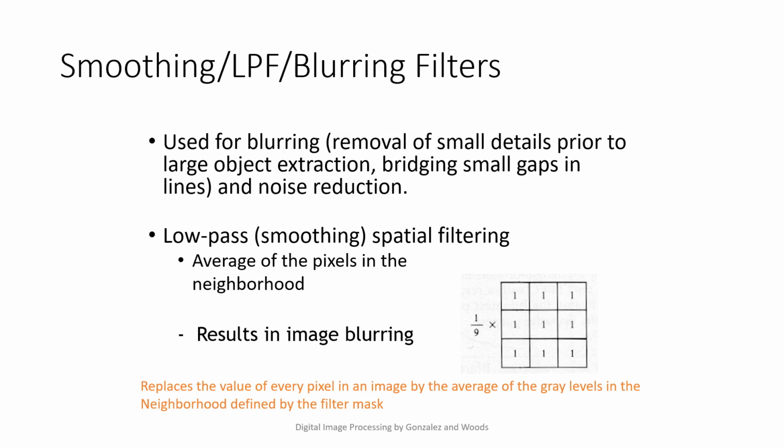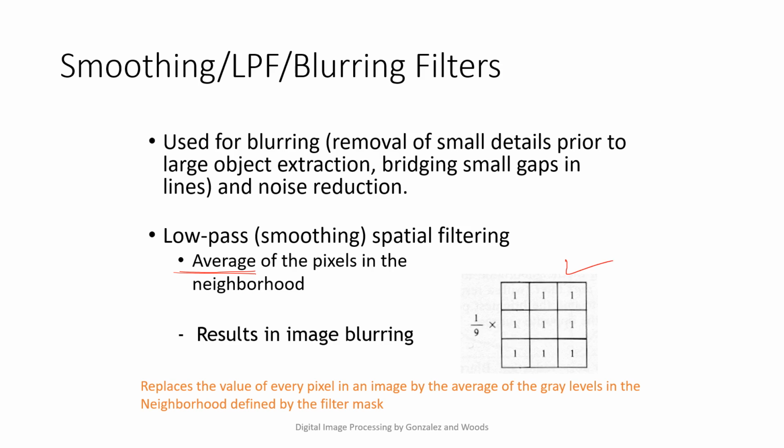Now we'll see the low pass filter. Low pass filter is also known as a smoothing or blurring filter. It is generally used for blurring, to remove small details and noise. These are the main advantages of applying a low pass filter. Here we are going to see the averaging filter. Why it is known as an averaging filter, I will tell you.